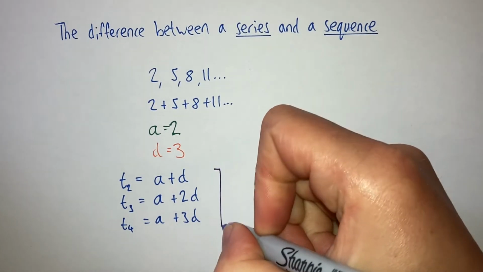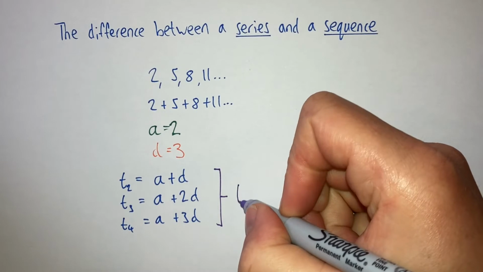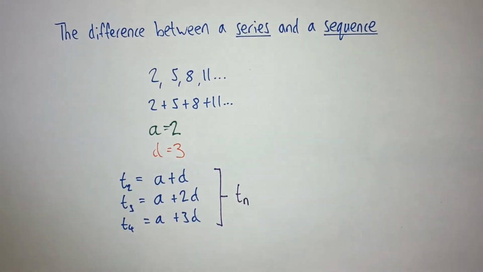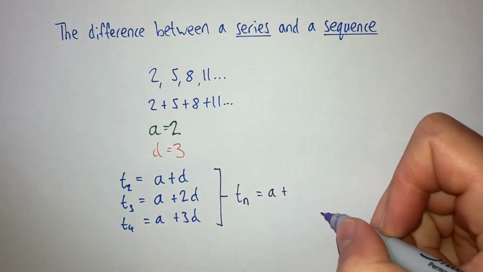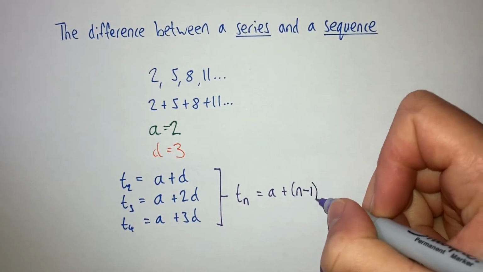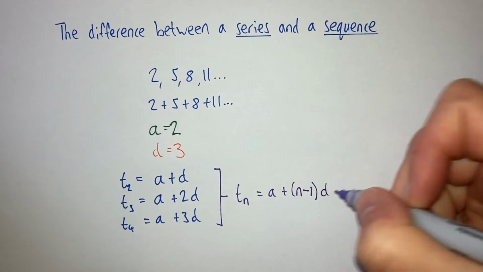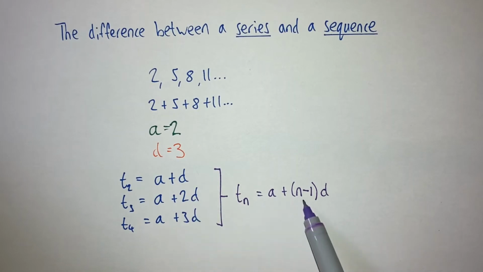From this pattern, we can see that the nth term, let's call that T with a subscript n, is equal to the first term plus n, that's the number of terms, minus 1 multiplied by the difference. So if it's the second term, there's 1 difference. 2 minus 1 is 1. If it's the third term, there are 2 differences. 3 minus 1 is 2, and so on.